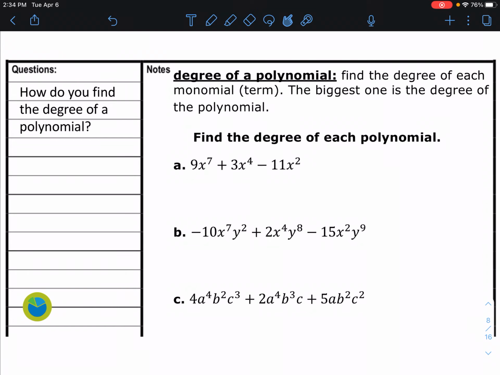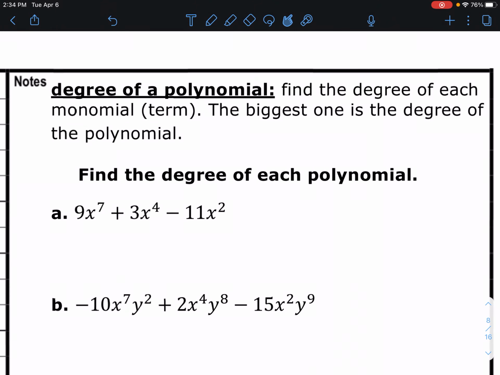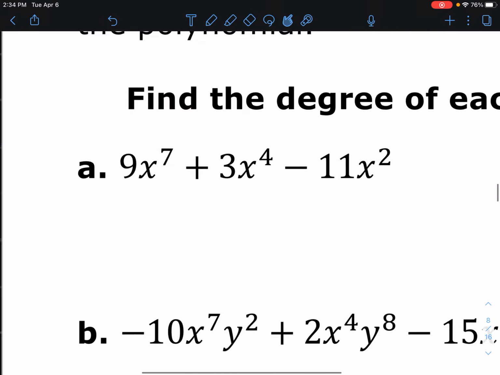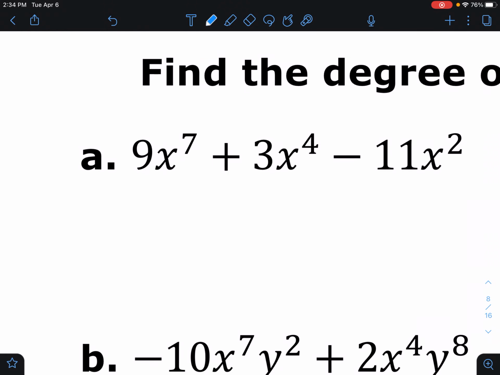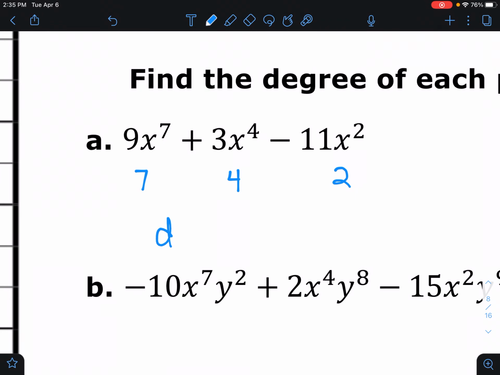What you want to do is find the degree of each monomial or term first, and then for a polynomial, it's the biggest one. So think of this. You've got here, find the degree of this polynomial. So you want to look at each of these terms. So this is a monomial, this is a monomial, and this is a monomial. Well, these are easy to find their degrees because they only have one variable. So the degree of this first term, 9x to the 7th, is just 7. This one is 4, and this one is 2. Now, what is the biggest one? The degree then is 7.